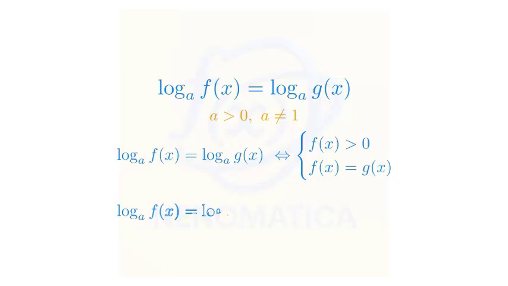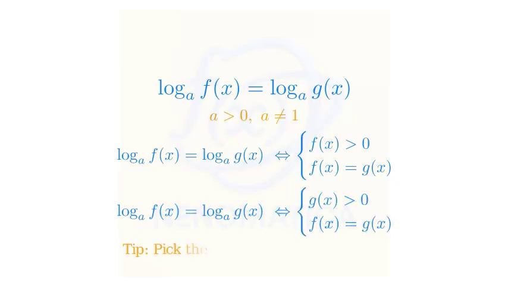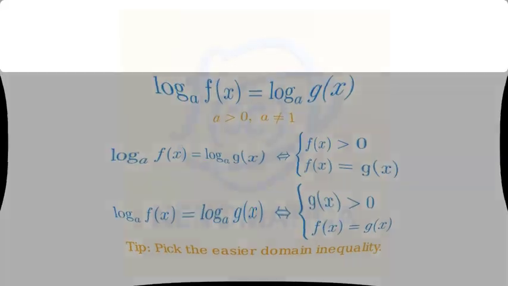Step 3. Alternatively, use the argument of the right logarithm. Require g of x greater than 0, and again set f of x equal to g of x. The two systems are equivalent. Choose whichever inequality is simpler to analyze.